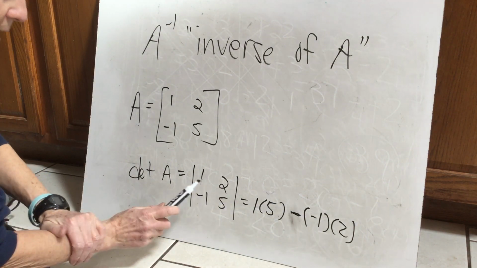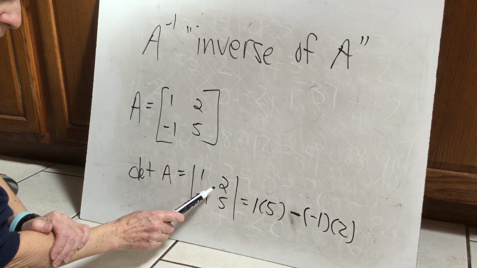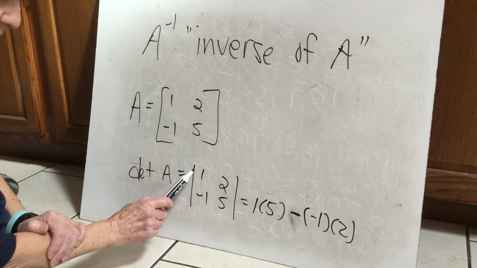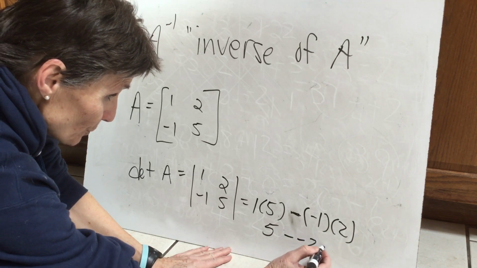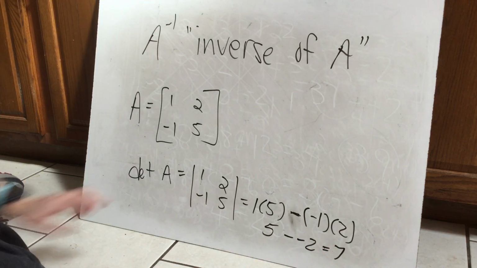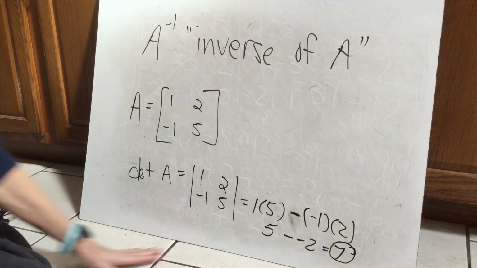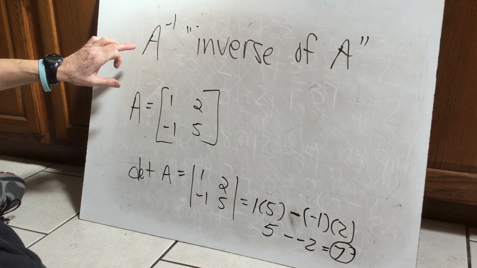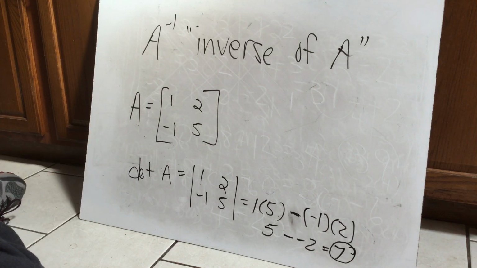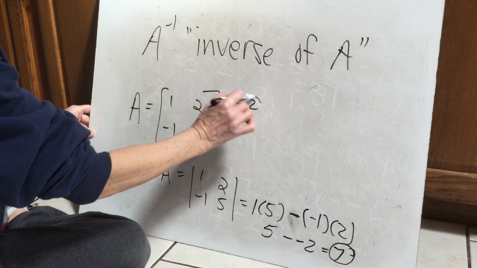So let me say that one more time. We multiply 1 times 5. We multiply -1 times 2, and we subtract those. So this determinant is going to be 5 minus -2, so it will be 7. 5 minus -2, so the determinant is 7. That's step 1. Finding the inverse is a 2-step process. The first step is find the determinant. Okay, now the second step is we're going to build a new matrix.